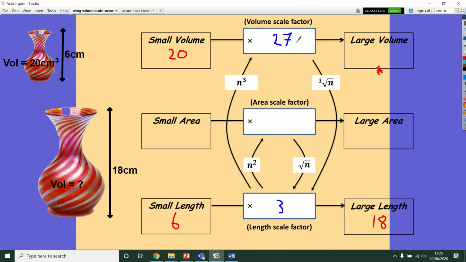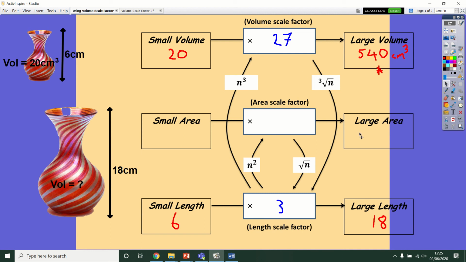And then to get to the large volume, you just go along this top row. 20 is the small volume, times by 27, and that's going to give me 540 for the large volume. These are all calculator questions. You can use your calculator to work these out. Make sure you've got your units in your answer, and the units is going to be centimetres cubed. Okay, that one's done.